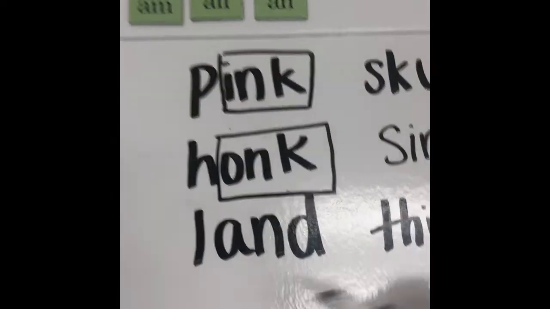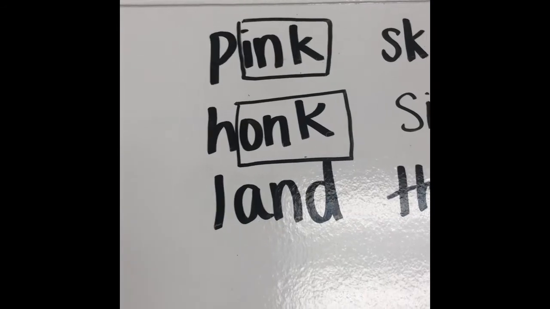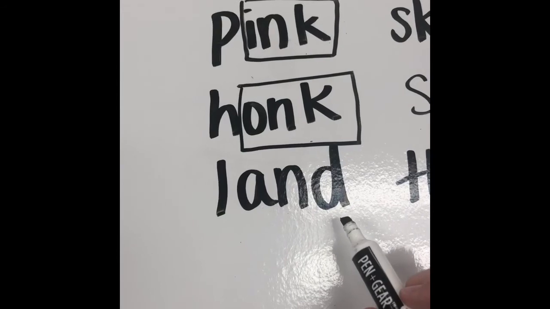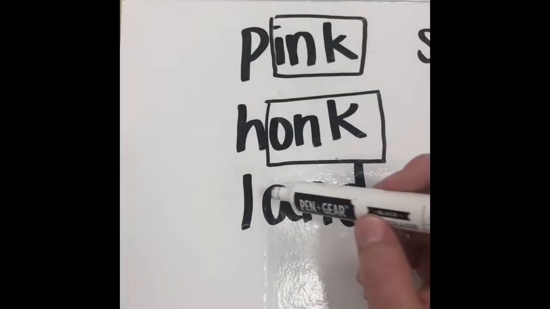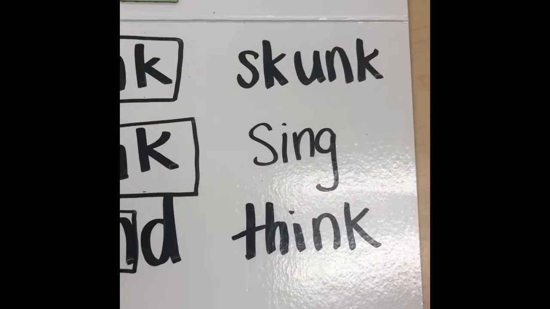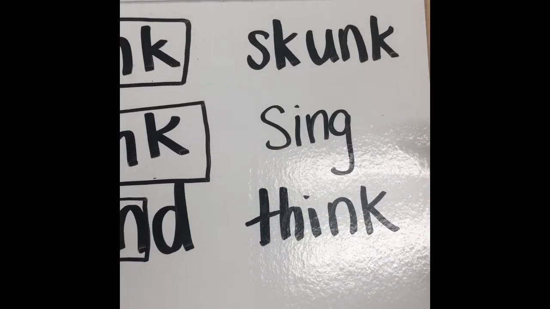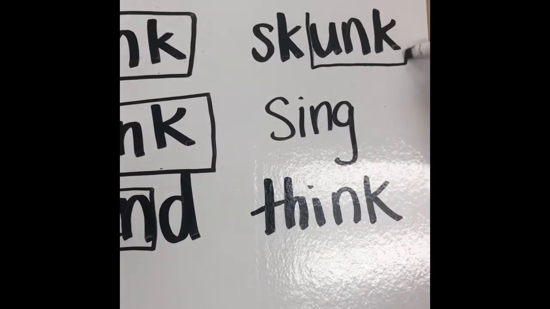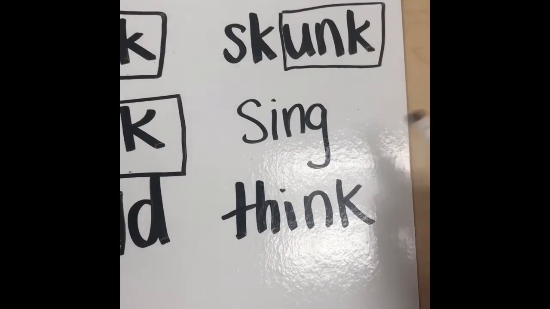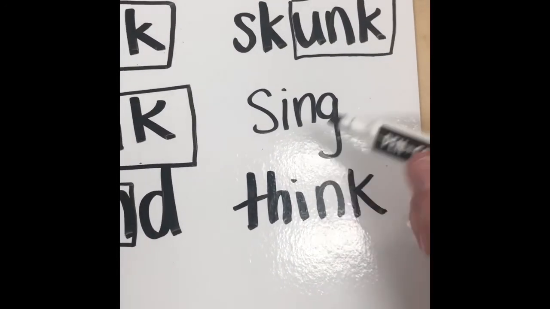All right, what's the glued sound in this word? Land. You would tap this out by saying l, a, n, d, land. A-N, fan, an, there's our glued sound, A-N. Okay, what about this word here? Skunk. Yep, U-N-K is our glued sound, so we're gonna put a box around that one. Sing. I-N-G is our glued sound.